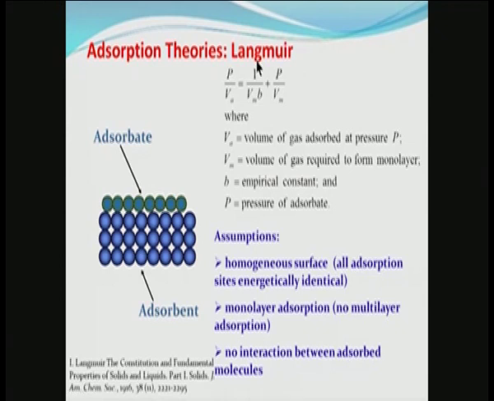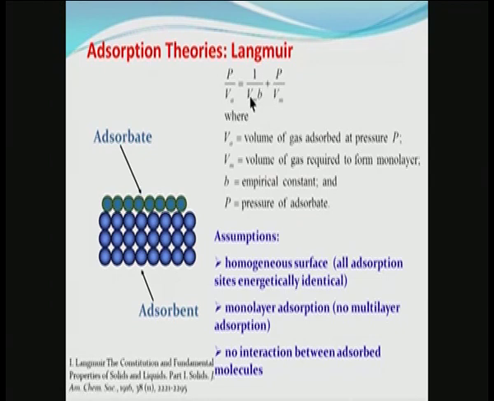Langmuir described adsorption quantitatively many years ago. So, this is the so called Langmuir adsorption equation, and the assumptions are that the surface is homogeneous, that is all adsorption sites are energetically equivalent. It also assumes that there is only a monolayer adsorption, no multilayer adsorption in this particular treatment, and that there is no interaction between the adsorbent and the adsorbate except for van der Waals interaction.